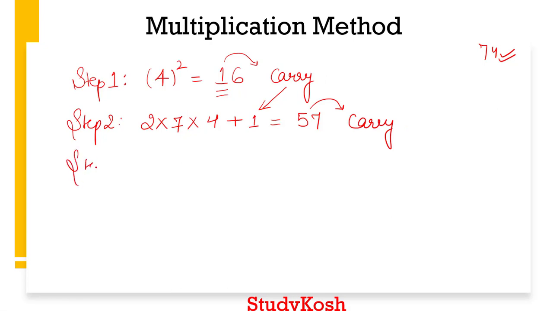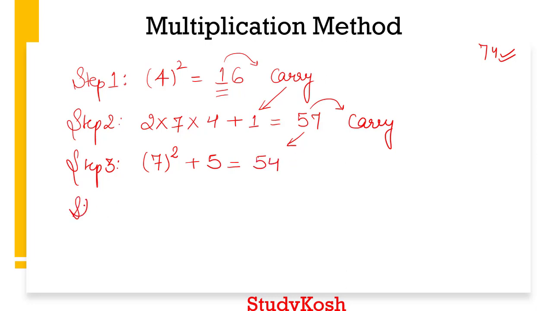Then the step third is, we need to square tens digit, that is 7 here. So 7 square plus add the carry which we have found in our step 2. So here it is this carry, that is 5. So we need to add it. When we will solve it, we'll get 54.